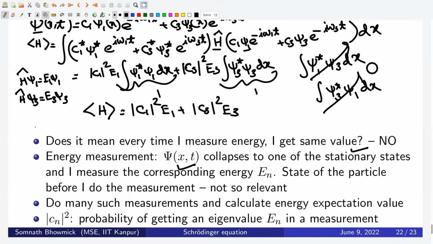Let's assume that C1 is equal to root 3 by 4 and C2 is equal to root 1 by 4. Now if you do the energy measurement 100 times, then you are expected to get the particle in the ground state 75 times and in the excited state 25 times. Now you calculate the average and then you will get this number. Thus, mod Cn square is nothing but the probability of getting an eigenvalue En in a measurement.